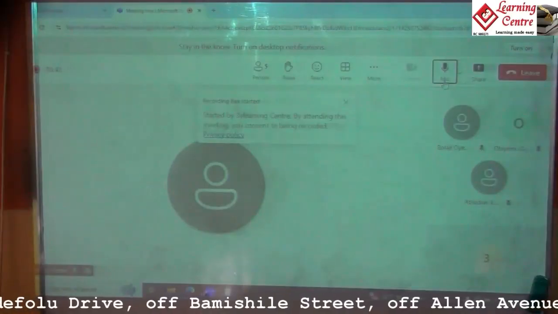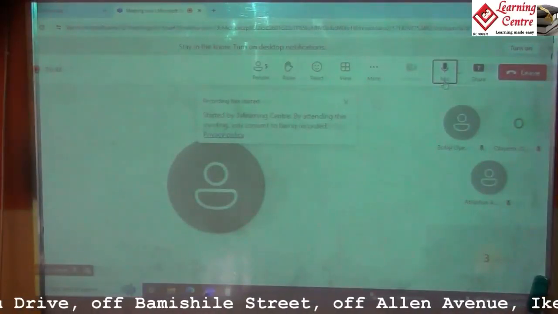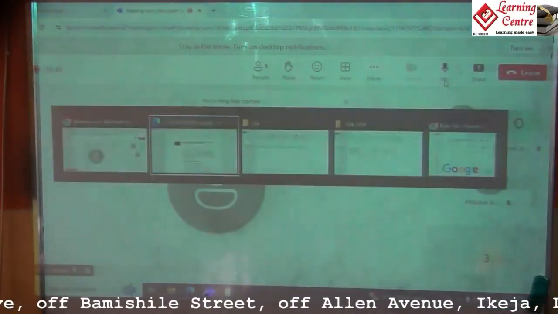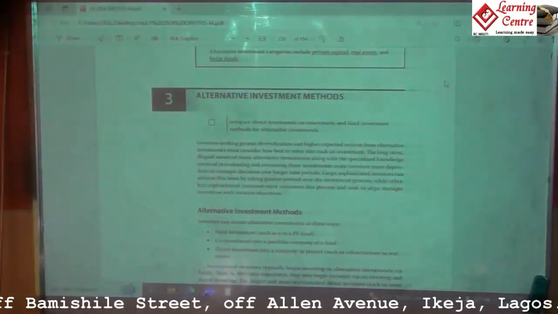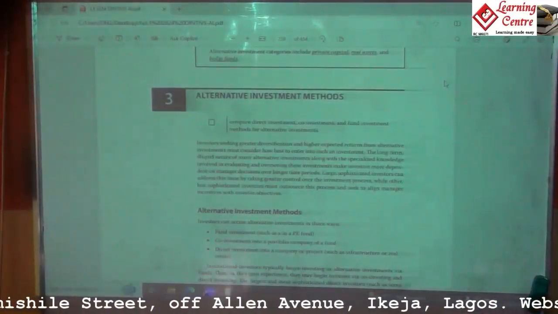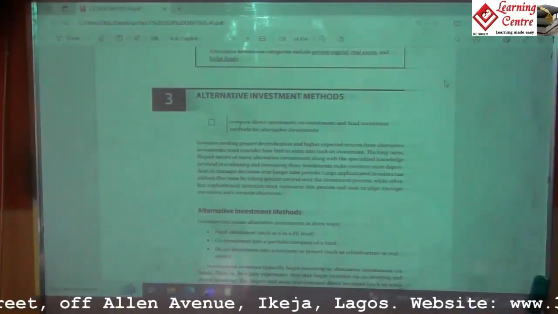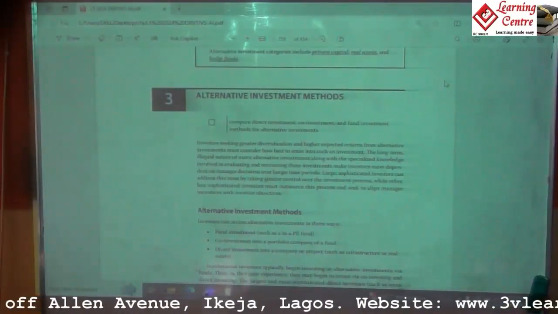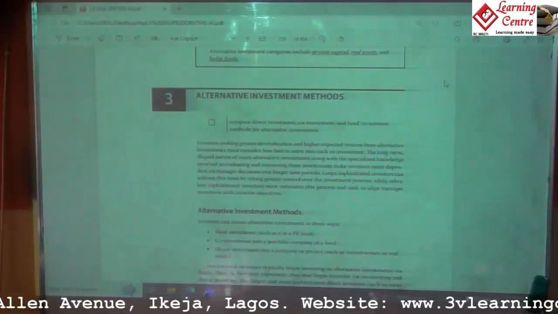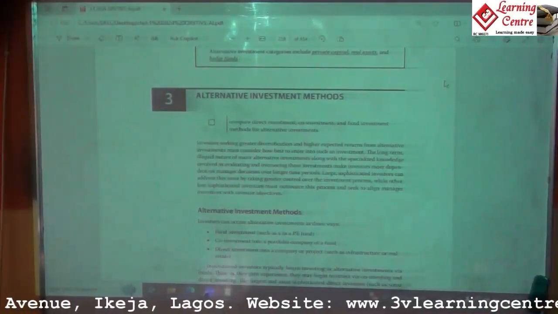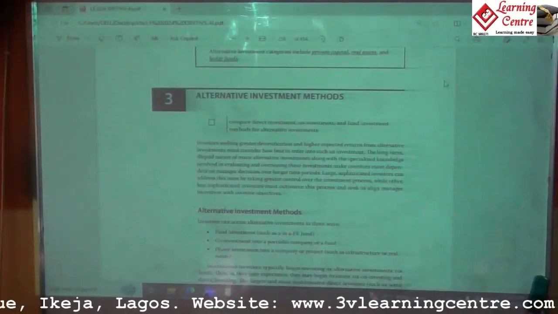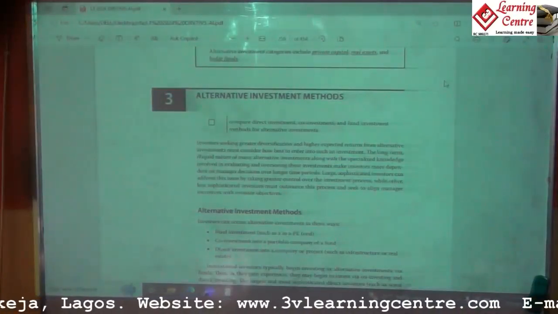For fund investing, the advantage is that it requires a low level of investor involvement, because what you're just doing is putting down your money, and they will invest for you. So you don't need to bother yourself at all.